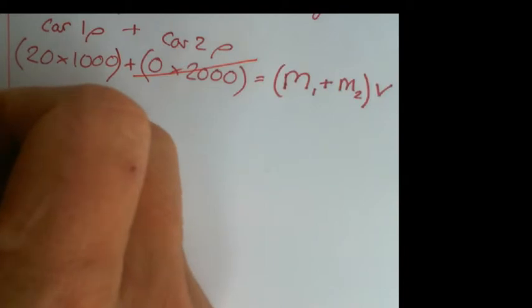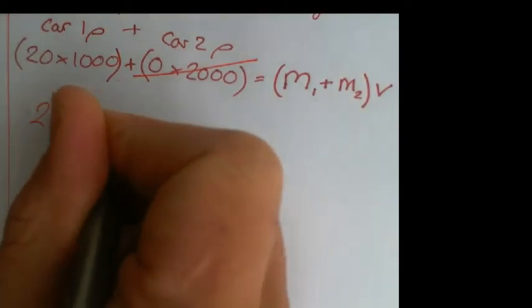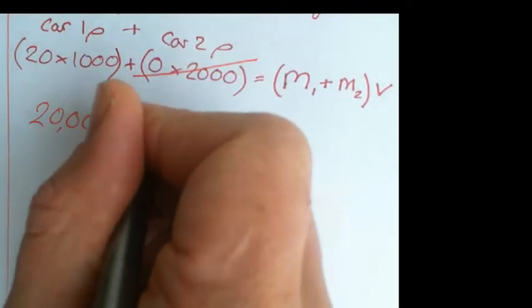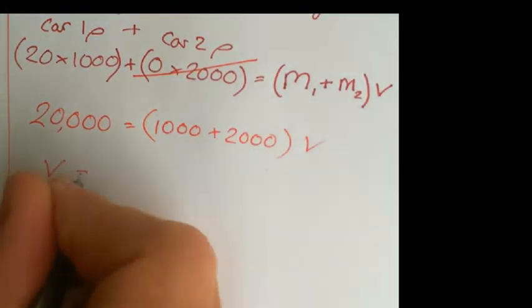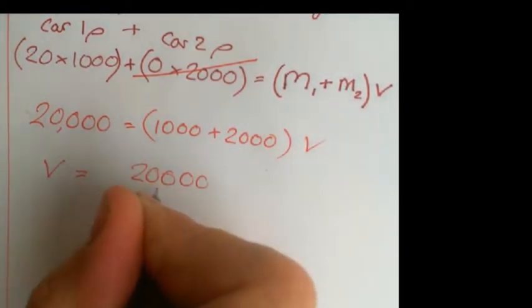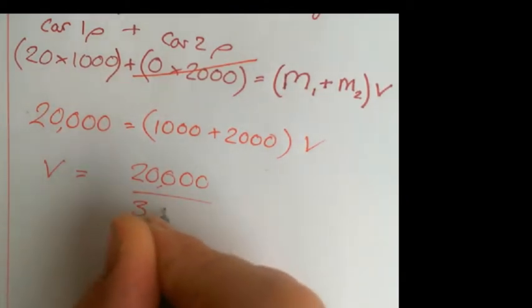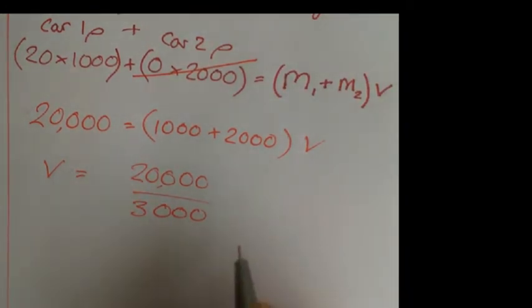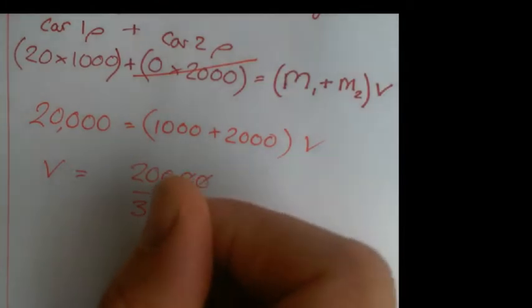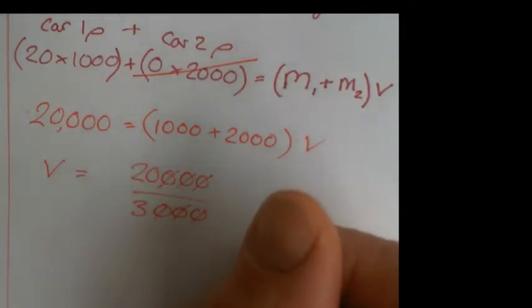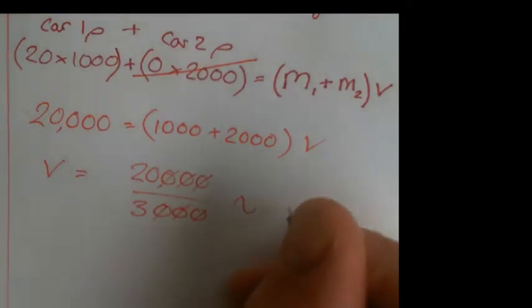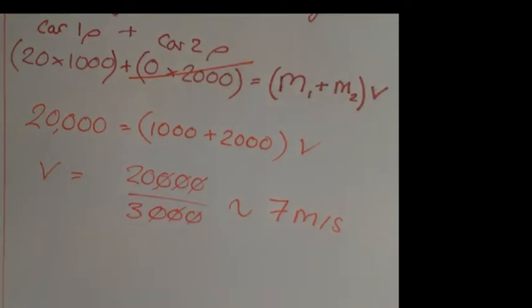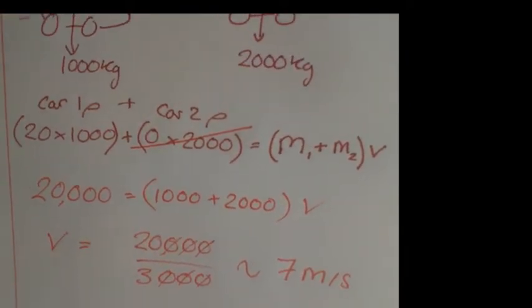So this is going to be 20,000 equals 1,000 add 2,000 times by V, which means that V equals 20,000 all divided by 3,000. The first thing I'm going to do there is cancel out my zeros. So now I get 20 divided by 3, which tells me it's roughly 7 meters per second. It's going to be slightly less than 7 meters per second, but close enough for now.